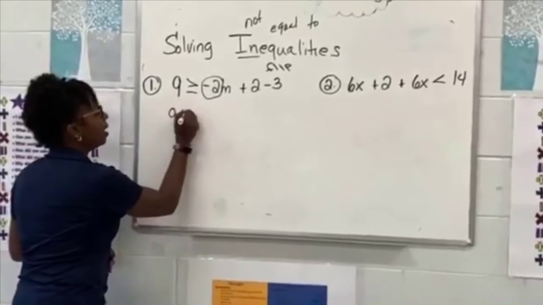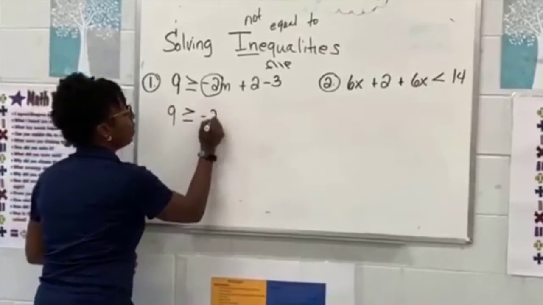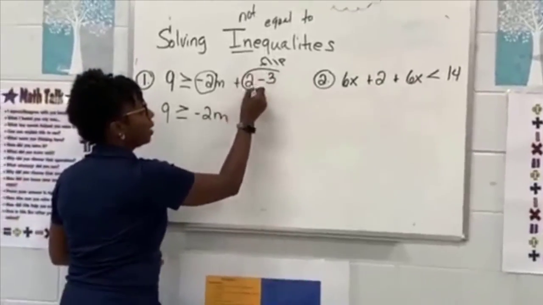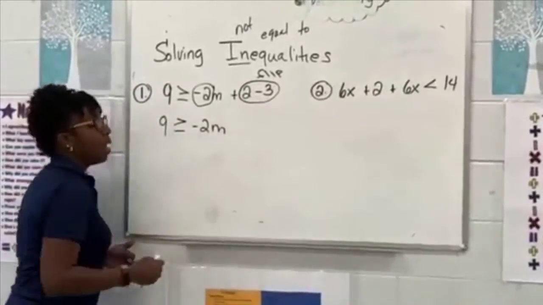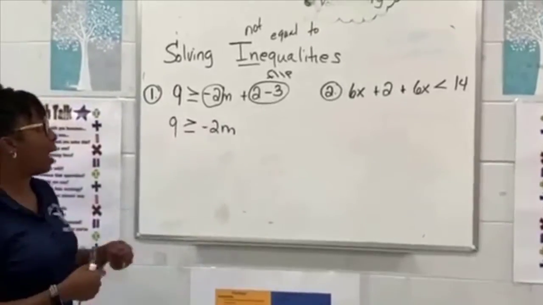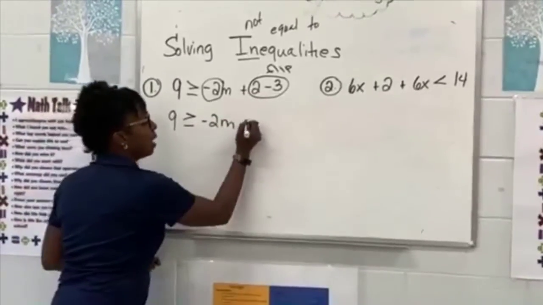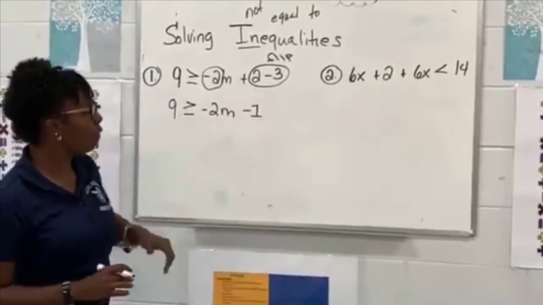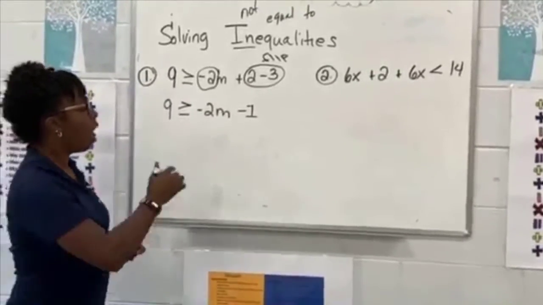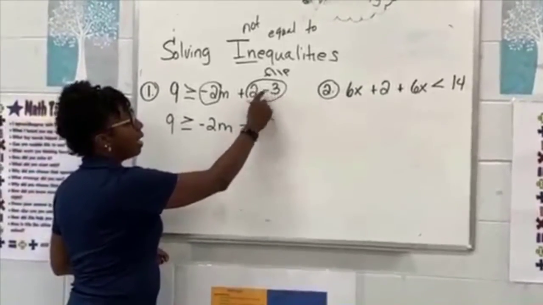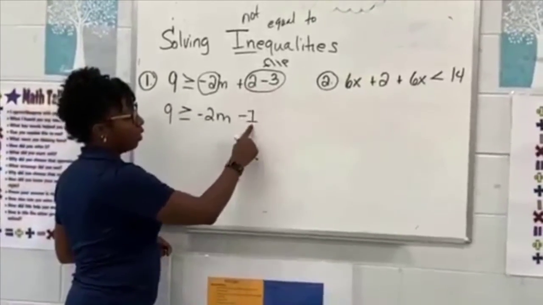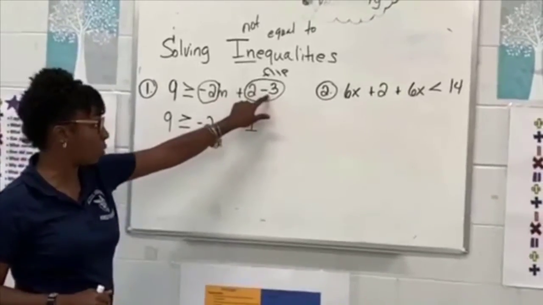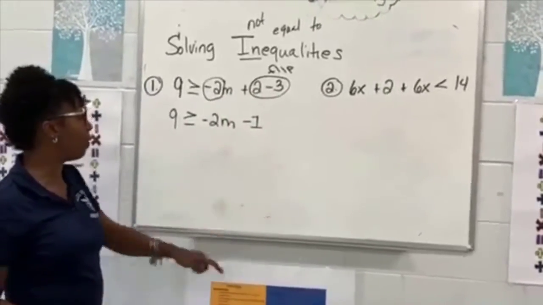We have 9 is greater than or equal to negative 2m. Before I do anything else, I'm going to look at my constants, 2 minus 3. They can be combined. 2 minus 3 gives me negative 1. If you have struggled in the past with constants with opposite signs, always take the larger number and subtract it by the smaller number. That's 1. Take the sign of the larger number, which was 3. It now becomes negative 1.